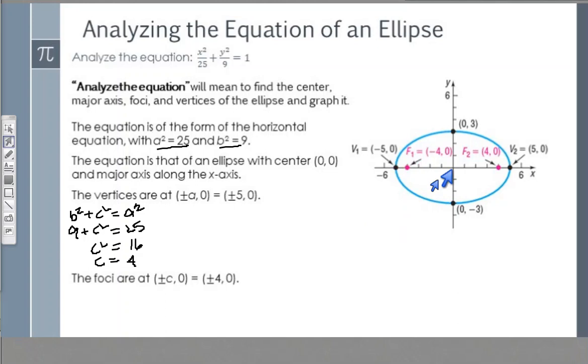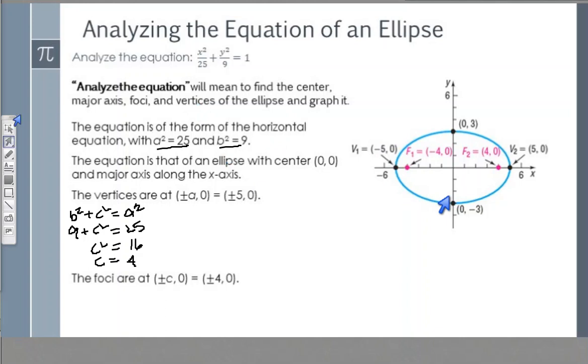So the big point here when you're analyzing the equation is that you're going to find the center, the major axis, the foci, and the vertices. And in order to graph it, you have to find out what the vertices on the y-axis are. All right, let's go to the next one.